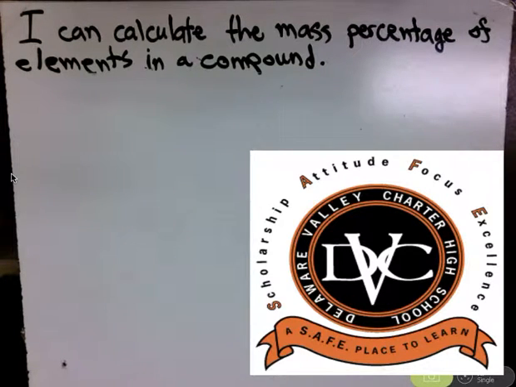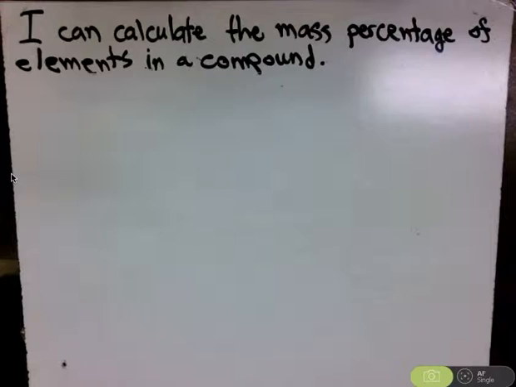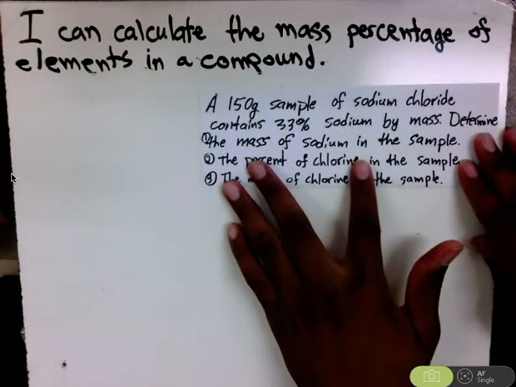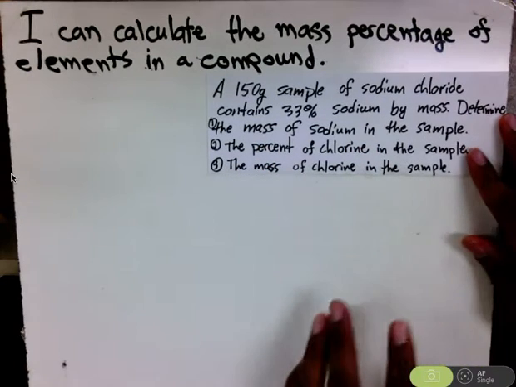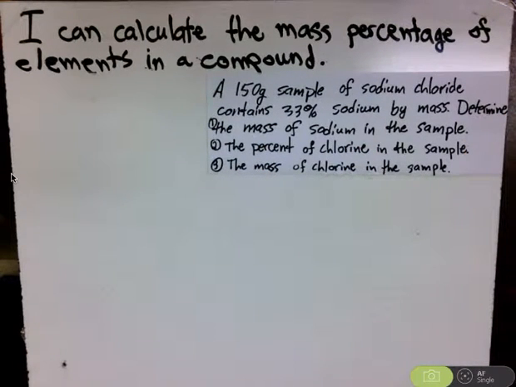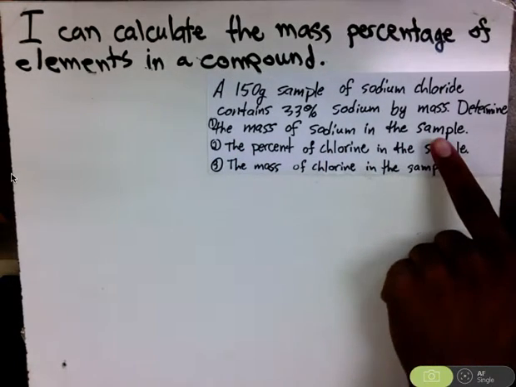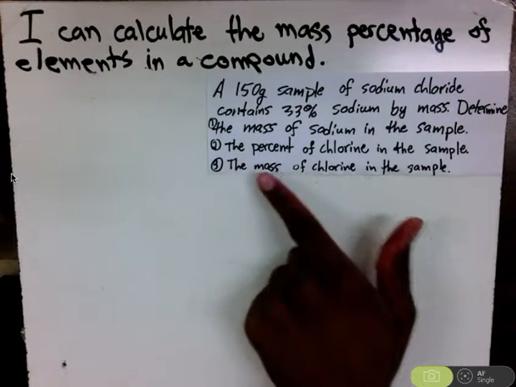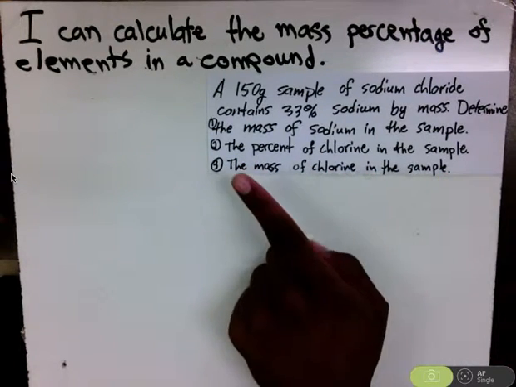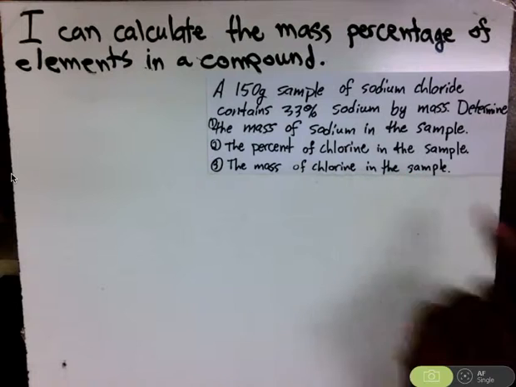I can calculate the mass percentage of elements in a compound. This is the problem that we're going to solve. A 150 gram sample of sodium chloride contains 33% sodium by mass. We're going to determine three things. One, the mass of sodium in the sample. Two, the percent of chlorine in the sample. And three, the mass of chlorine in the sample.